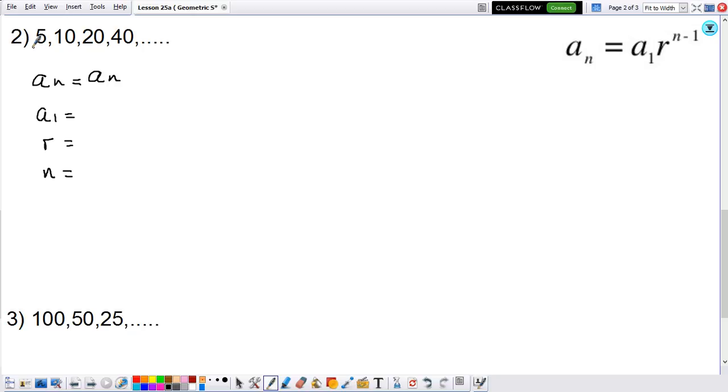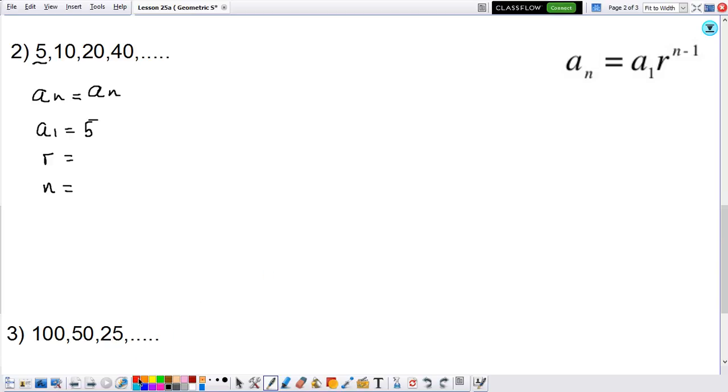A1 is the first term, which we look here. The first term is just 5. R stands for the common ratio, which is the number that we needed to multiply to get to the next term. So it seems here that in order for us to get to the next term, all we really need to do is just multiply by 2. So that means that R is going to hold a value of 2, and N is going to stand for N.